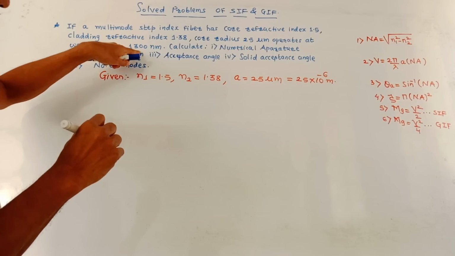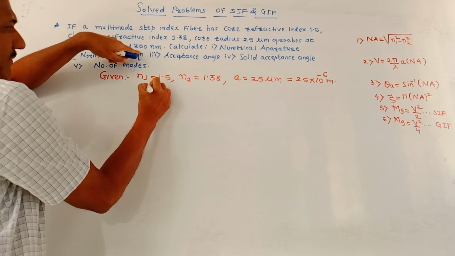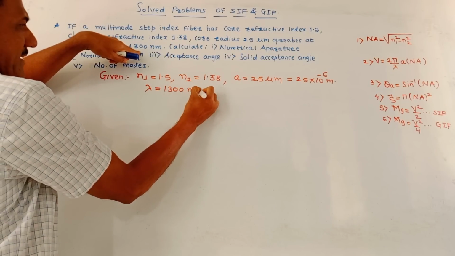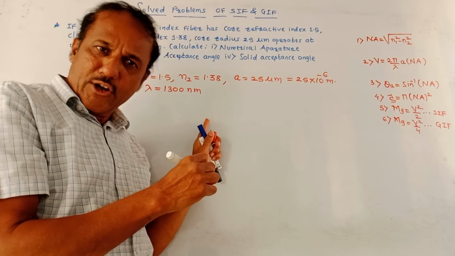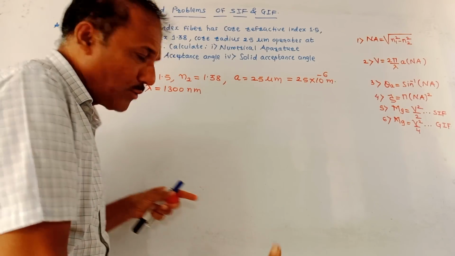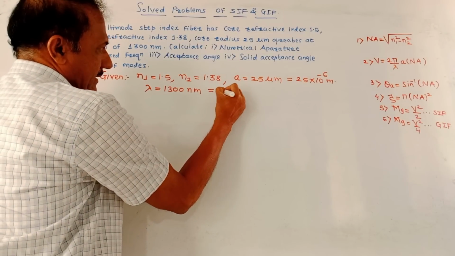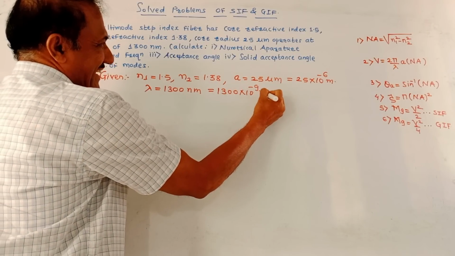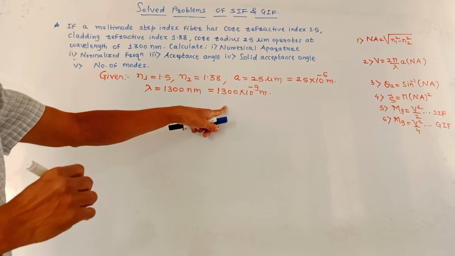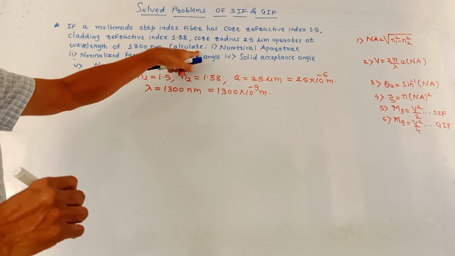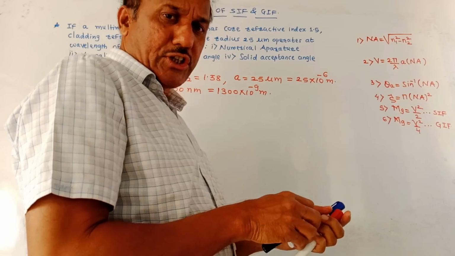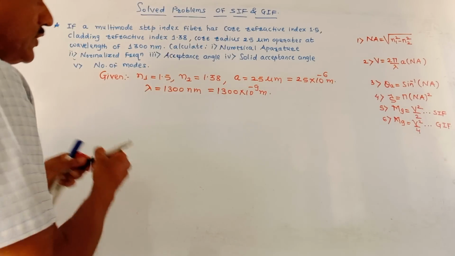It operates at the wavelength 1300 nanometer. Wavelength is lambda, which is 1300 nanometer. Again, this value is given in nanometers. We need to convert it in terms of meters. So it is 1300 into 10 raised to minus 9 meters. This is the given value of lambda. Now first part, calculate numerical aperture. As I said, these numericals are very much straightforward. So let us do the calculations.